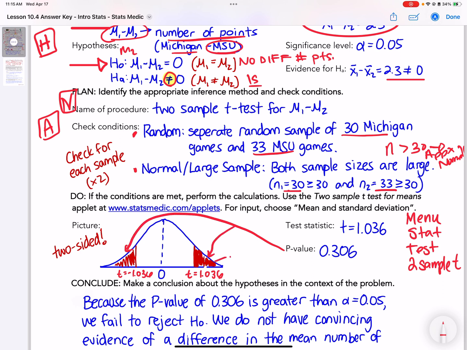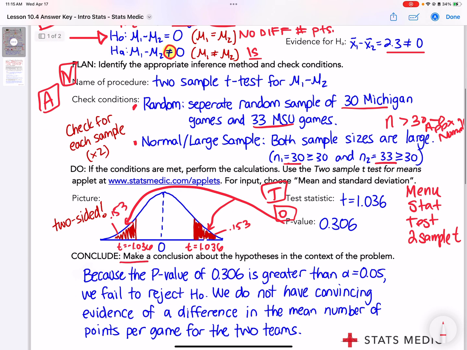So this side is really 0.153. This side's 0.153, but added together is 0.306. So PHA, N, and then T was your test statistic. O is obtain your p-value. M is make a decision. We're going to make a decision based on my HA and my HO.